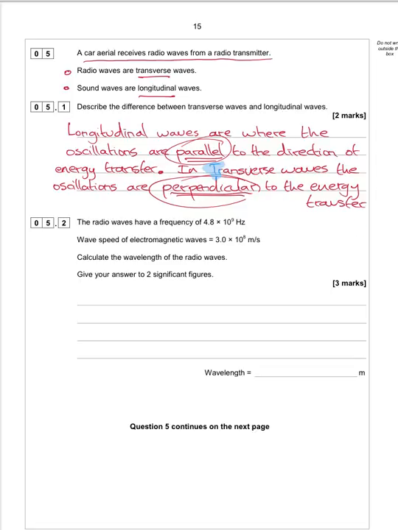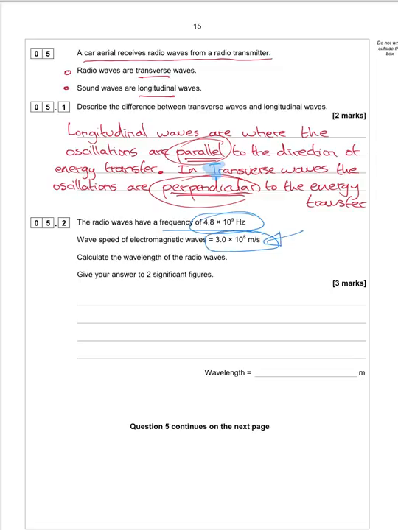Okay, so that answers 5.1. Now 5.2. You're given that the radio waves have a frequency of 4.8 times 10 to the 9 hertz, and the wave speed of electromagnetic waves is 3 times 10 to the 8 meters per second.